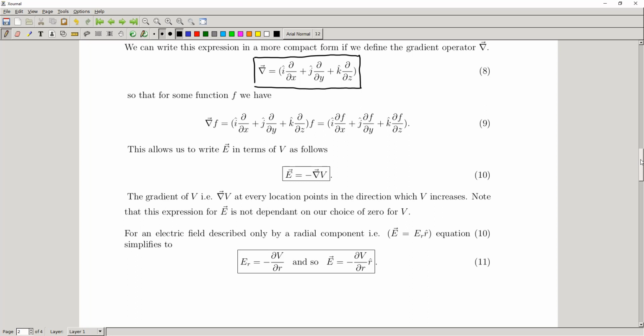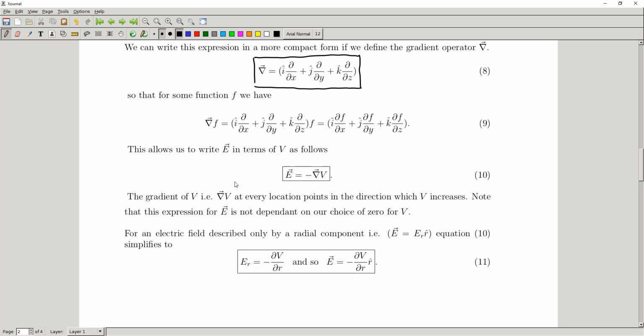Okay. So the gradient of V, i.e. this expression that we have here, at every location is going to point in the direction in which V increases. It's always going to point in the direction of increasing V, and that's something to keep in mind, that when we're thinking about this problem diagrammatically, we should think about our grad V pointing in the direction of increasing V.